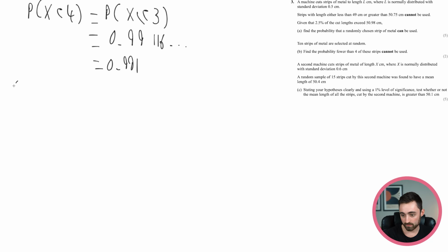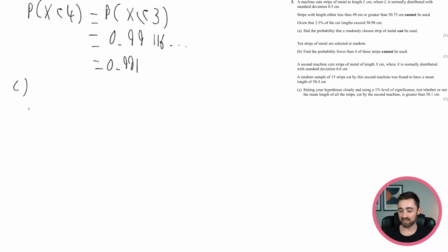Cool, last part. A second machine cuts strips of metal of length x, where x is normally distributed with standard deviation 0.6. I used x in part B, but whatever. A random sample of 15 strips cut by the second machine was found to have a mean length of 50.4.